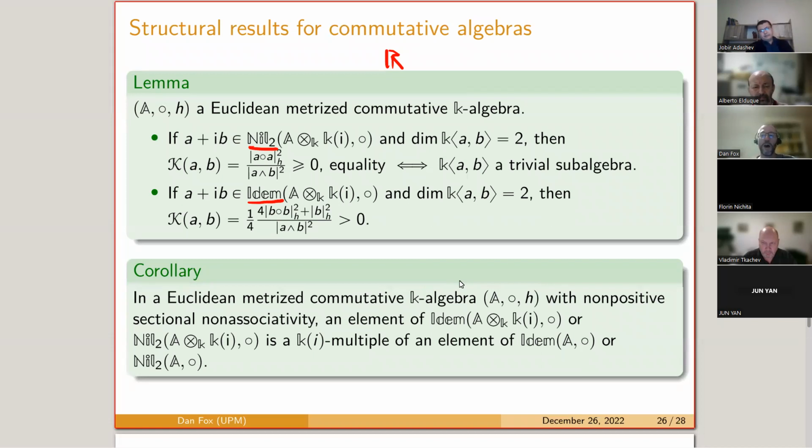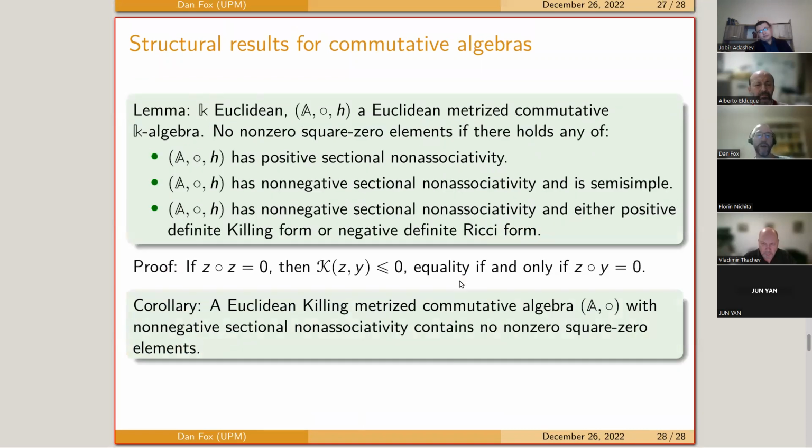And somehow this kind of conclusion is used in the context of, say, the Griess algebra of the monster finite simple group. And it goes back to a paper of Meyer and Neutsch, somehow these kinds of observations as consequences of the Norton inequality. But here the other kind of conclusion I can get is, if I have a Euclidean metrized commutative algebra with some non-negativity assumption on sectional non-associativity, I can rule out square zero elements a priori. And in particular, this gives you some abstract way of seeing that a simple Euclidean Jordan algebra has no nilpotents of order 2, which you knew anyway.